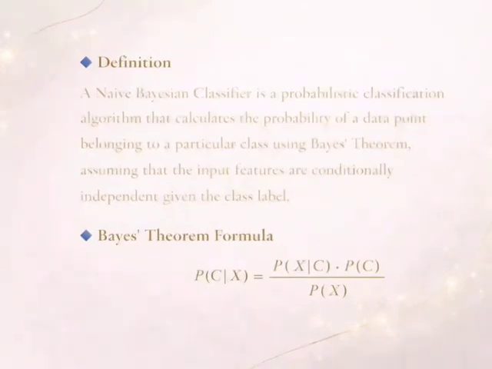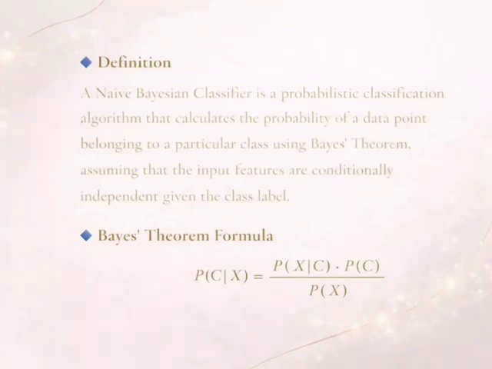Formula for Bayes theorem: P of C given x is equal to P of x given C into P of C, whole divided by P of x. Here, P of C given x is the posterior. This is our final answer, the probability that a data point belongs to a specific class after we look at the features. P of x given C is the likelihood. This is the probability of seeing these specific features given that class.